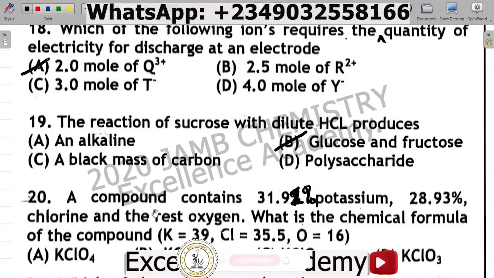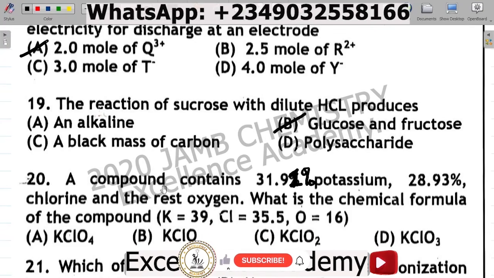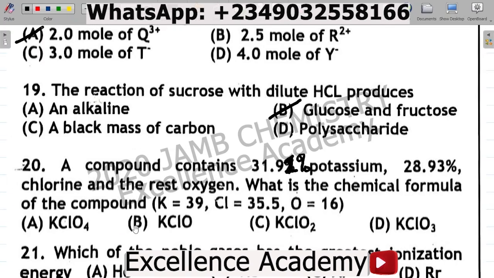Next up, question number 20. 20 says a compound contains 31.91% potassium, 28.93% chlorine, and the rest oxygen. What is the chemical formula of the compound? They give you K, the atomic mass of potassium as 39. They give you Cl, atomic mass of chlorine atom to be 35.5, and then oxygen, atomic mass at 16. You have option A, option B, option C, and option D.